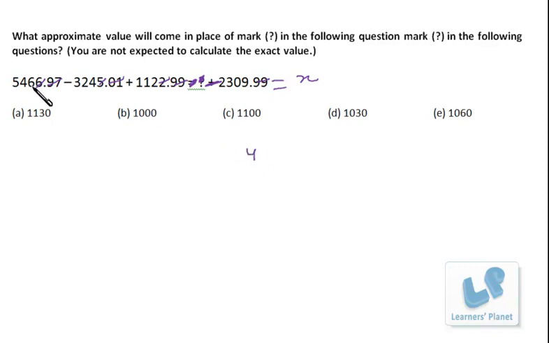Now since I have borrowed 1, I'll reduce 1 from this, so it's 5 minus 4 is 1, 1 plus 2 is 3, and 3 minus 0 is 3, right? Then 4 minus 2 is 2, 2 plus 1 is 3, and 3 minus 3 is 0, right? Then 5 minus 3 is 2, 2 plus 1 is 3, and 3 minus 2 is 1.